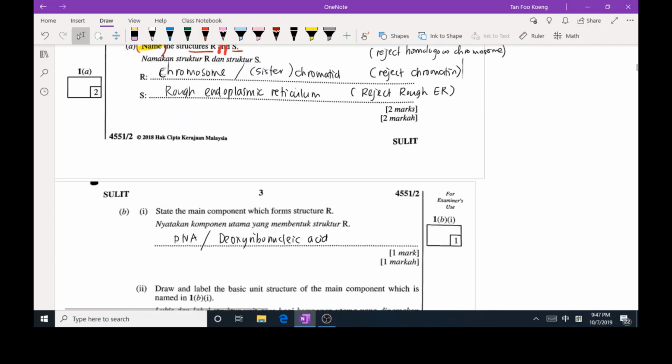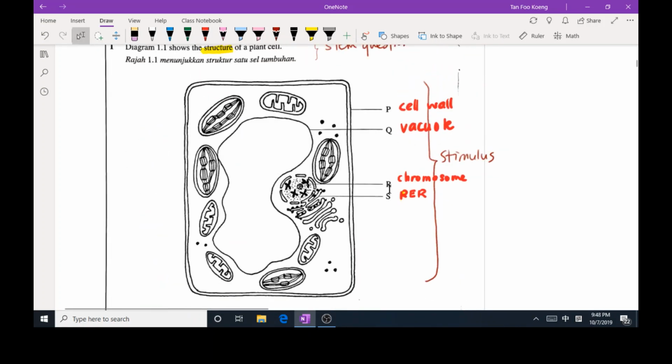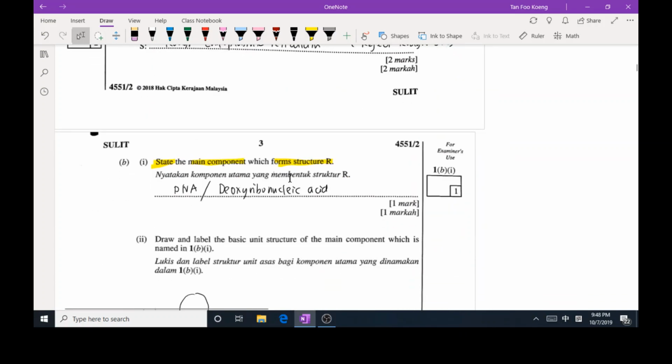By the way, okay, now let's look at B2, B1. State. State is our task word. The main component. This is keyword number 1, which forms structure R. So if you look at structure R, what is structure R? Oh, structure R is chromosome. So what is the main component? The main component here refers to DNA or deoxyribonucleic acid.